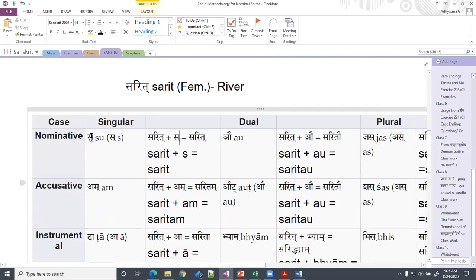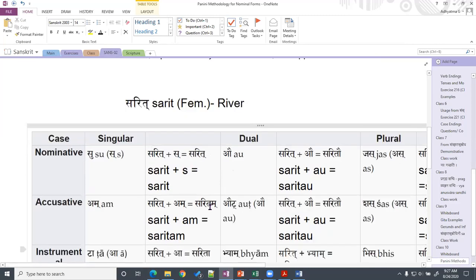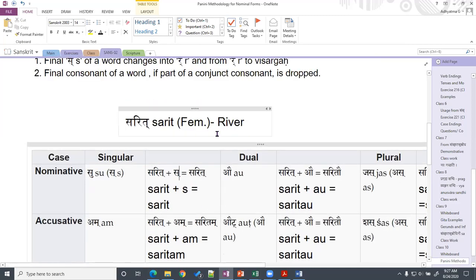In case of sarit, which ends in takara, similarly the masculine forms also work. Marut, for example, is a masculine noun which means wind. It goes exactly the same way. The neuter nouns behave a little differently in the nominative and accusative case, but in all other cases, they work exactly the same. So this is only for takaranta nouns. We will study more nouns which end in t in later classes. There the rules differ a little bit.